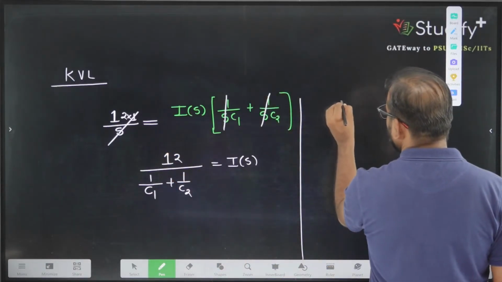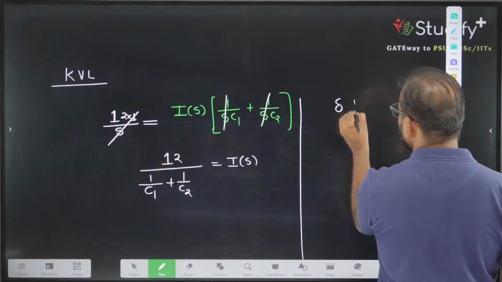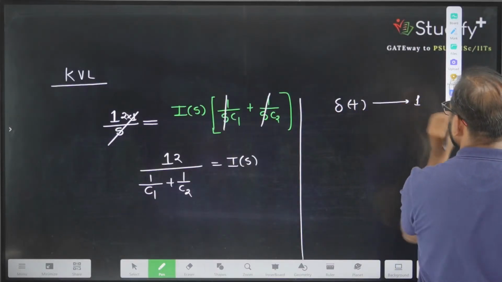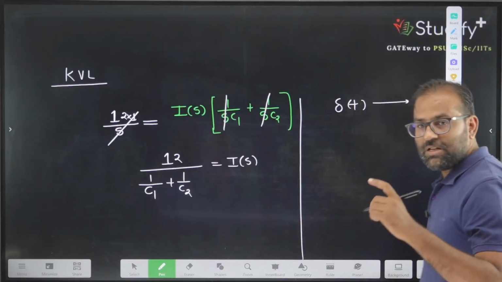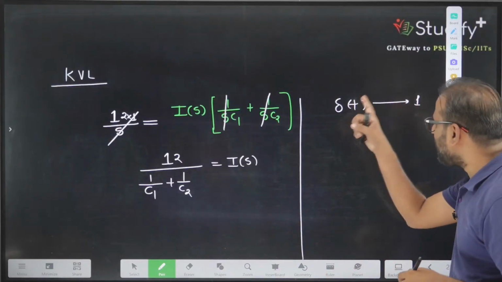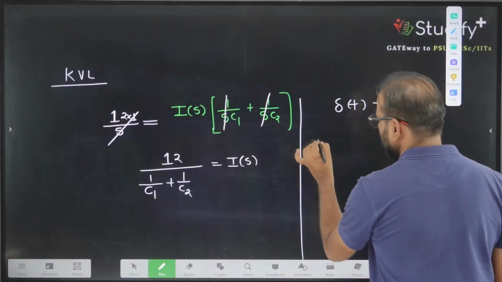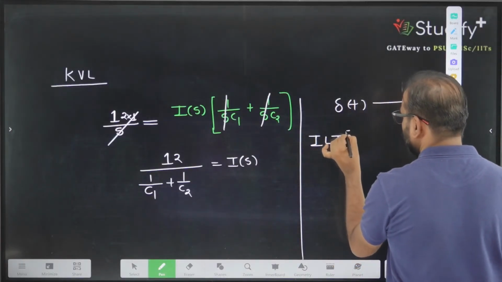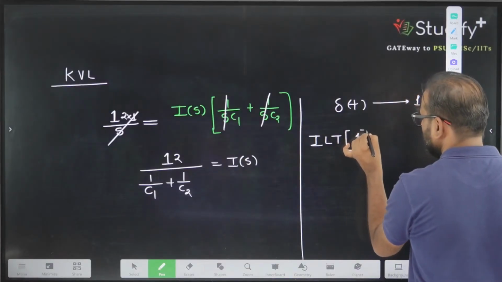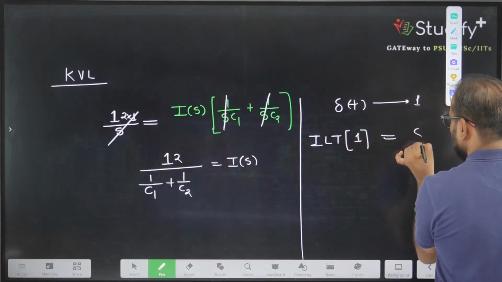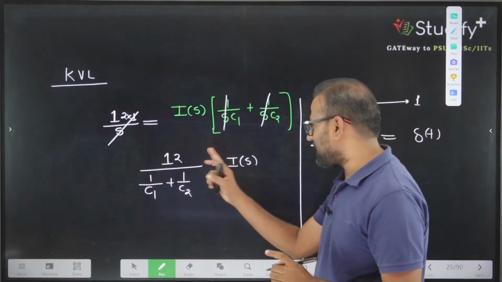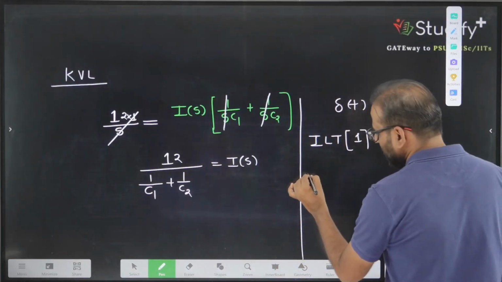So do we know what is the Laplace transform of impulse? Laplace transform of impulse is 1. Correct? So what is the inverse Laplace of 1? Inverse Laplace of 1 is delta t. Inverse Laplace transform of 1 is equivalent to what? Delta t. I am also interested in the inverse Laplace transform. So I am multiplying my input.